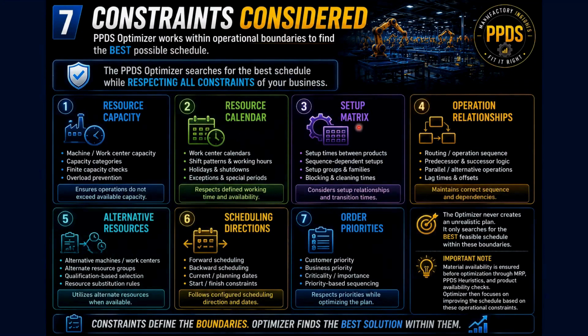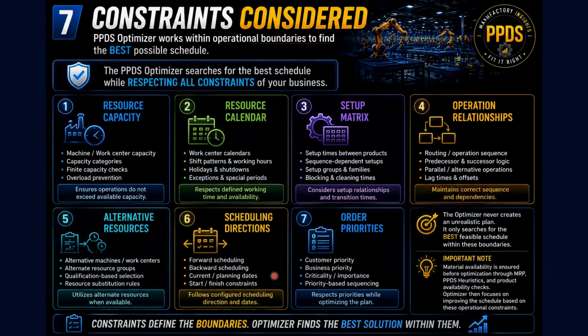The setup matrix is another important constraint. Different product transitions require different setup times, and the optimizer uses this information to reduce unnecessary changeovers. It also maintains operation relationships. Operations must follow the routing sequence defined in SAP. When eligible alternative resources are available, the optimizer may use them to reduce bottlenecks.